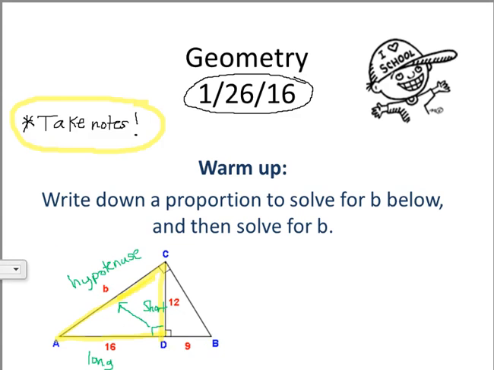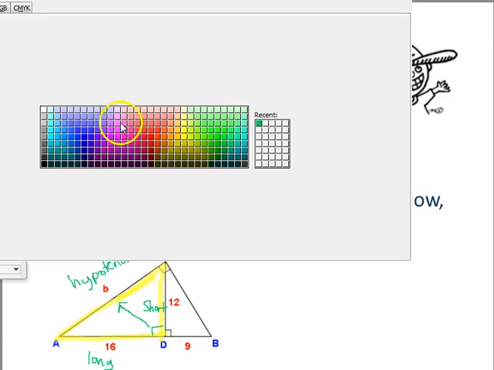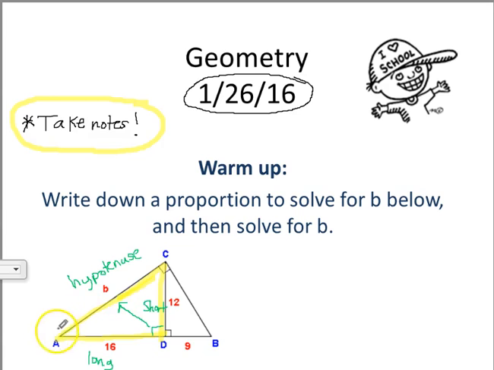So that means I'm going to use the bigger triangle, which I'm going to highlight here. So we're also going to use this bigger triangle to help us find the length of the hypotenuse. So in the other triangle, which legs are labeled?